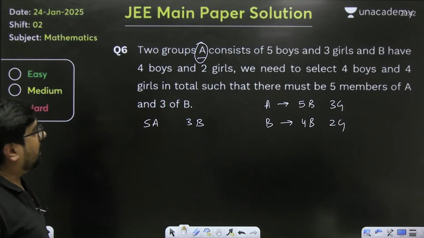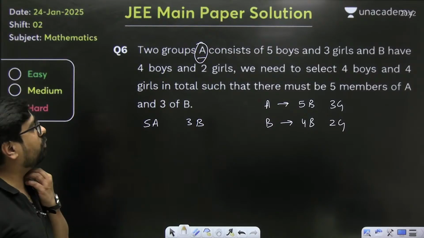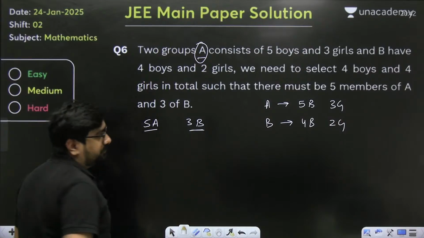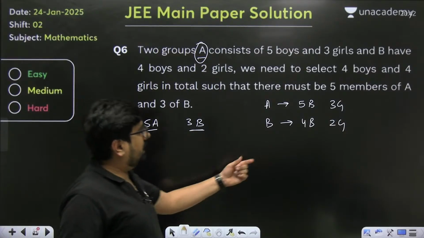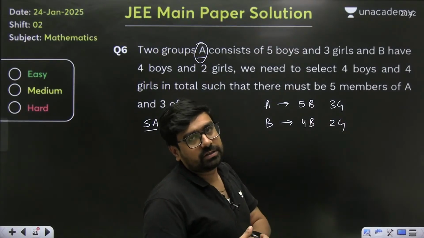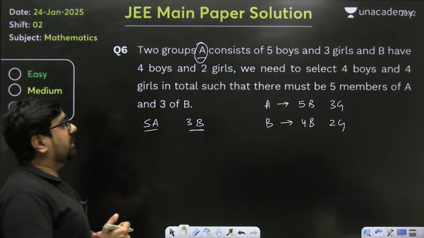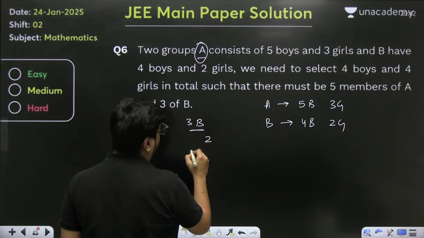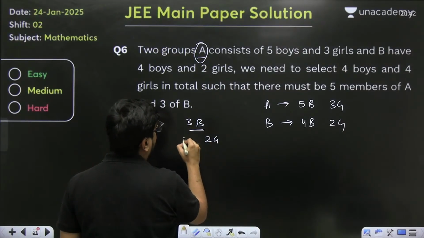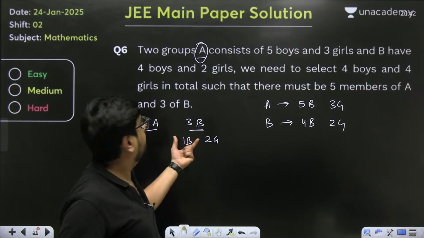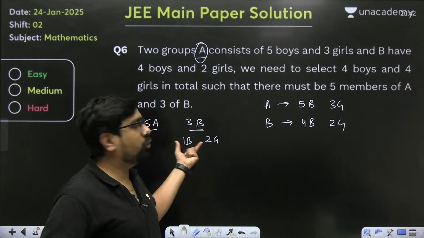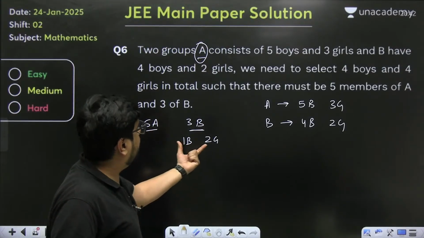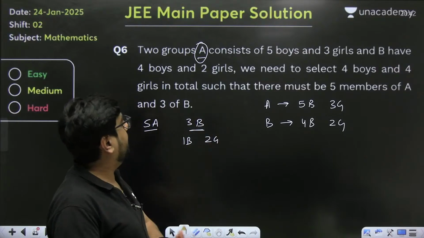So we'll have to make cases. 4 boys and 4 girls we will need. 5 we need to select from A and 3 from B. So from B, what can be the case? B only has 2 girls. If we need 3 members from B, so one case can be 2 girls and 1 boy, correct? And the remaining 5 members we'll have to choose from A.